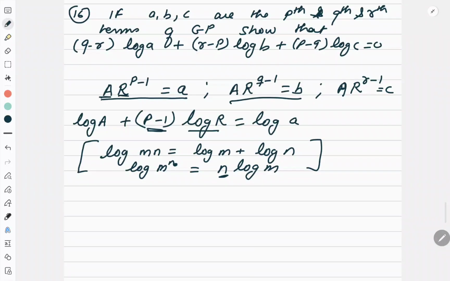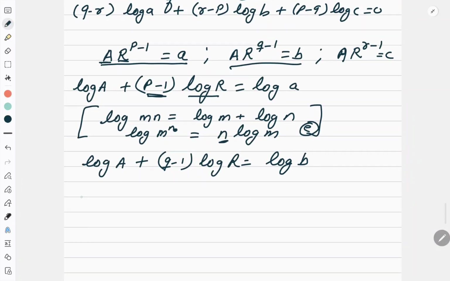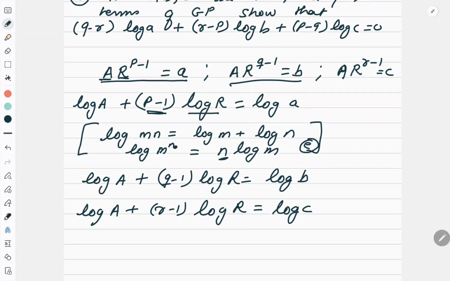Now apply the same property here. See, log A plus q minus 1 will come in front, log r is equal to log b. When I am not writing any base, please understand that the base is e. In your calculators it is ln, but it is base e. Right? Now log A plus r minus 1 log r is equal to log c. So I got three relations. Now I will look at what exactly I am searching for. See, as per the given equation, I don't need capital log A.